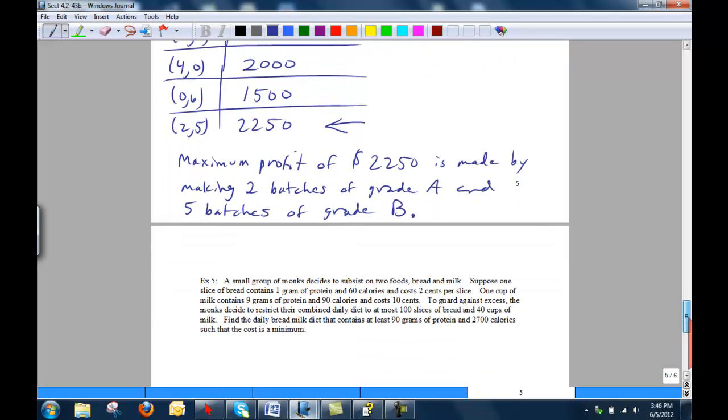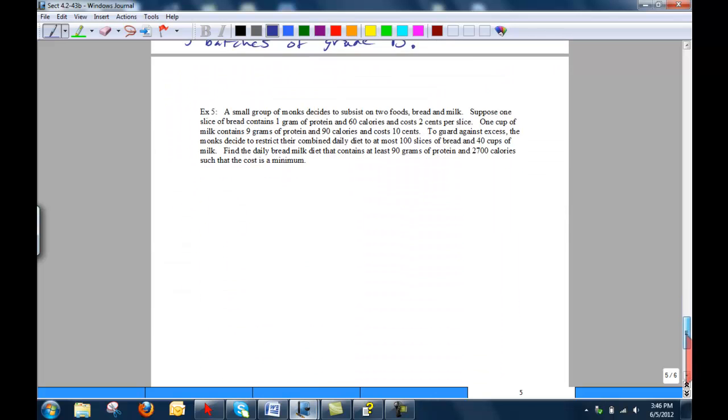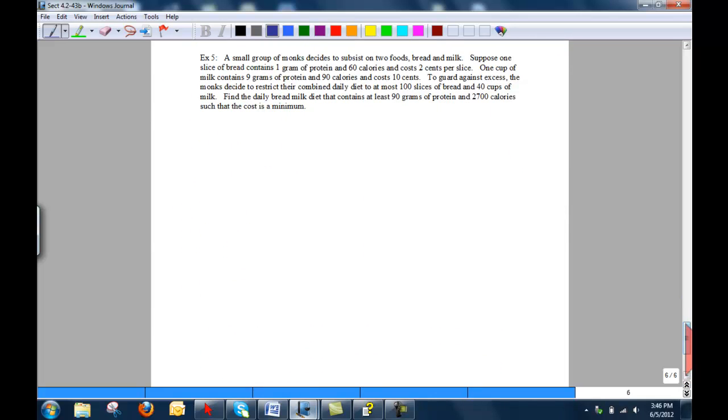Let's look at one more example. This one's a little more involved in terms of the number of constraints. It reads, a small group of monks decides to subsist on 2 foods, bread and milk. Suppose one slice of bread contains 1 gram of protein and 60 calories and costs 2 cents per slice. 1 cup of milk contains 9 grams of protein and 90 calories and costs 10 cents.